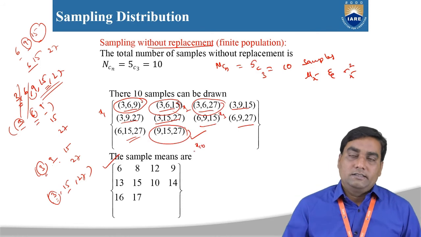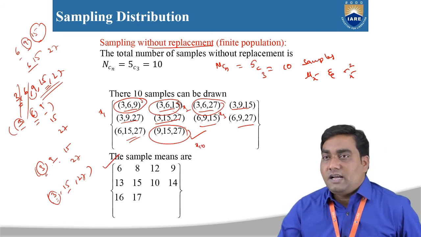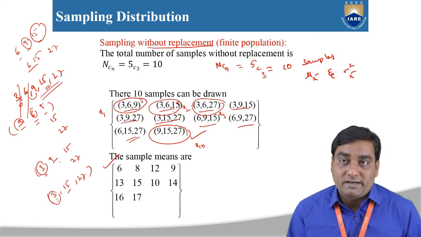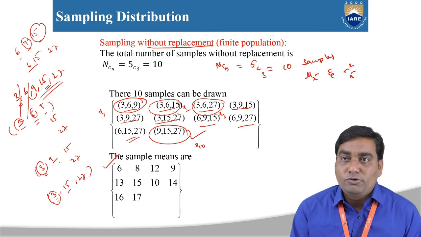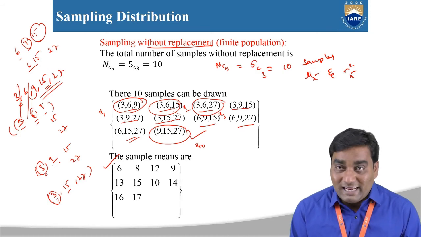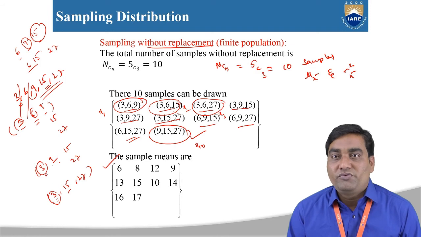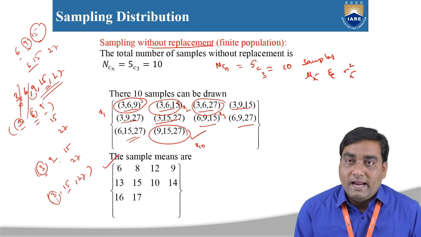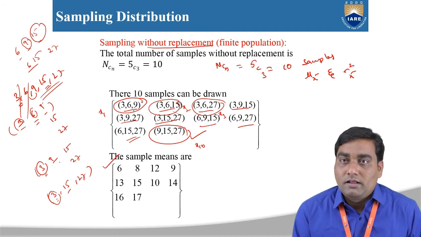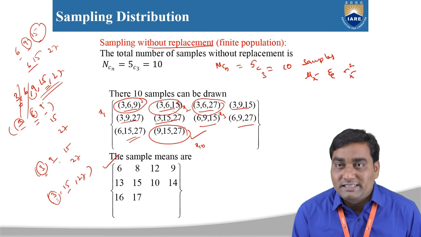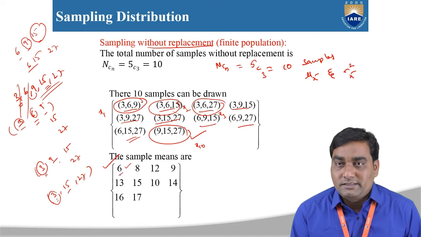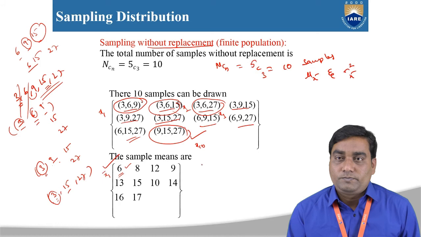But to find the mean and variance of the sampling distribution, the samples are not enough. The means of the samples are required. That's why we have 10 samples. For these 10 samples, we are going to find the mean of each sample. Suppose I take the first sample 3, 6, 9, its mean, that means the average of these: 3 plus 6 plus 9 by 3, which is 6. So this is the mean of the first sample, denoted by x1 bar.